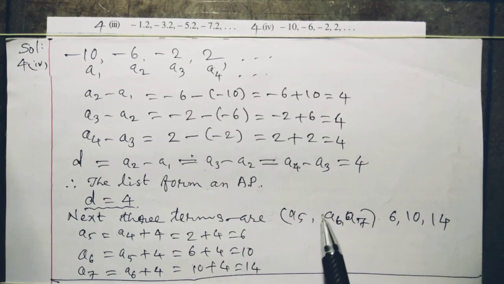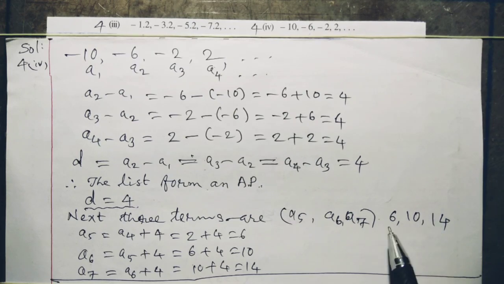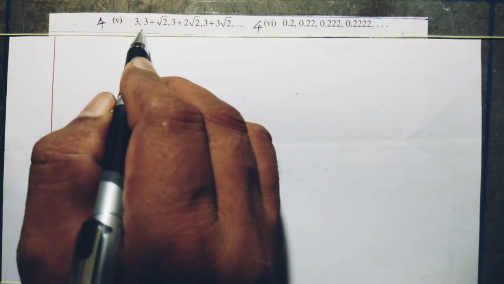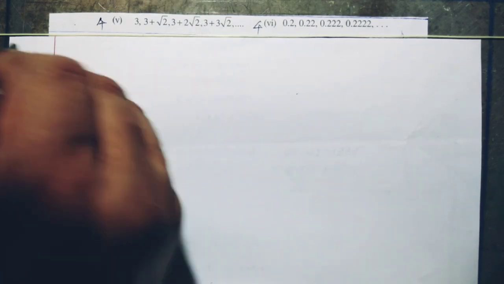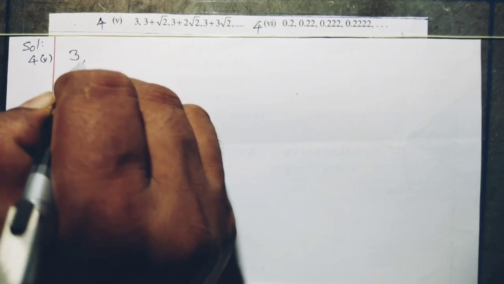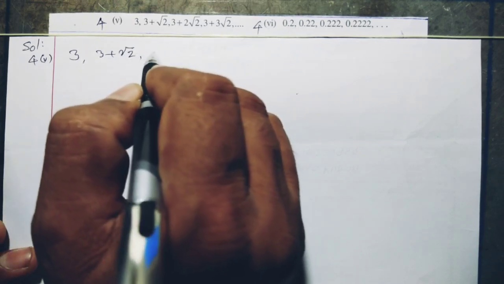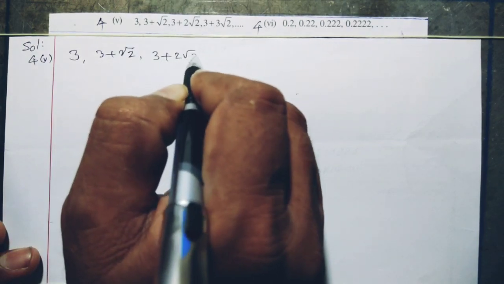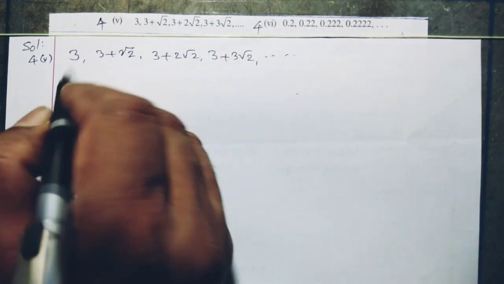By adding a fixed number, that is common difference 4 to the preceding term, we can get the next number. So 5, 6, 7. Fourth bit, fifth problem: 3 plus root 2, 3 plus 2 root 2, 3 plus 3 root 2. Solution for fourth bit fifth problem, given 3 plus root 2, 3 plus 2 root 2, 3 plus 3 root 2, and so on.